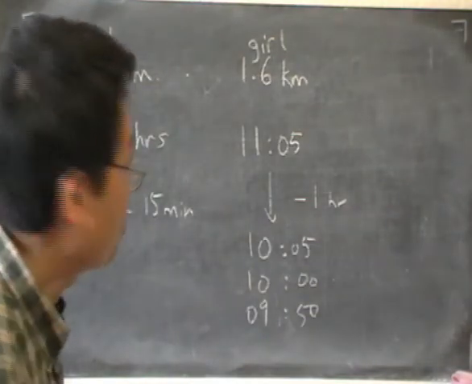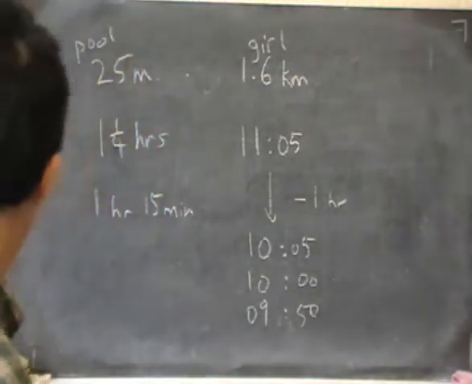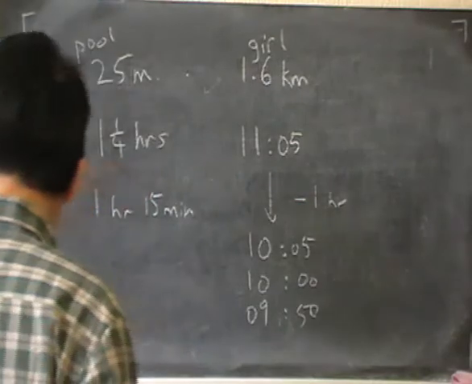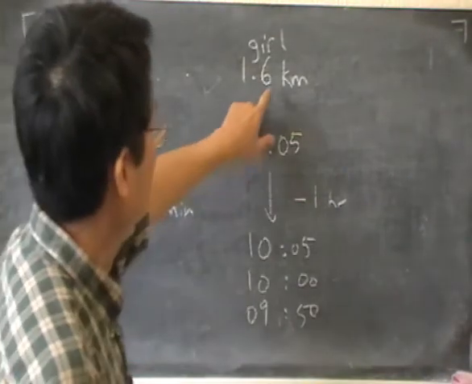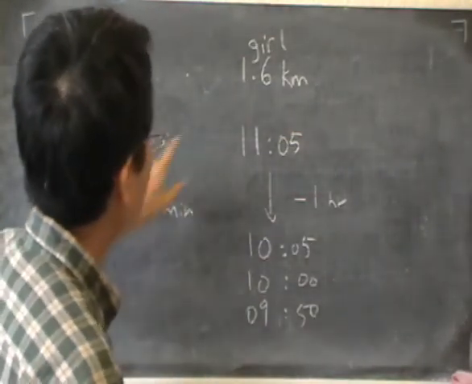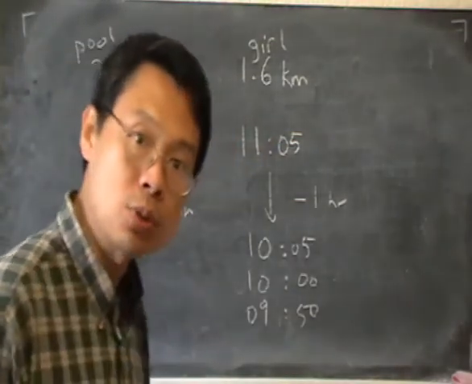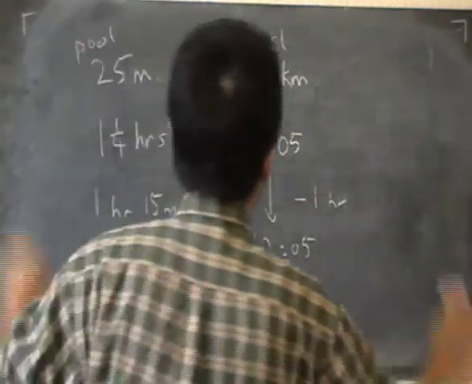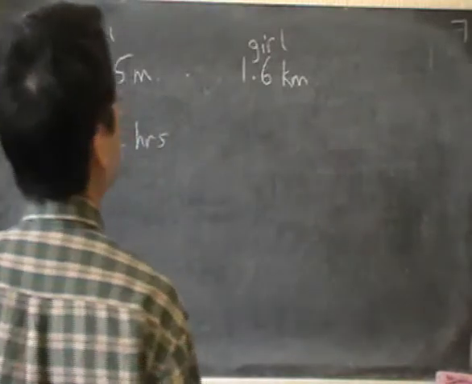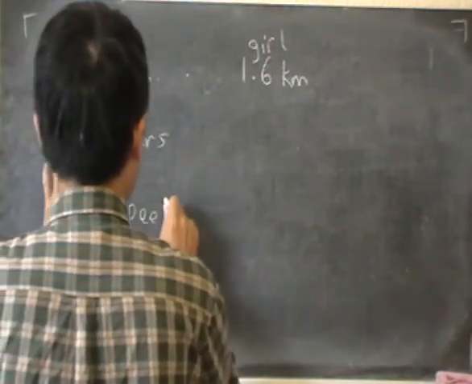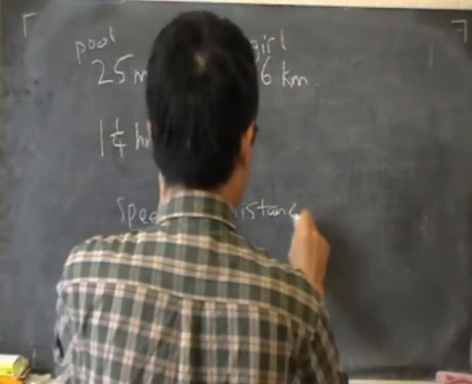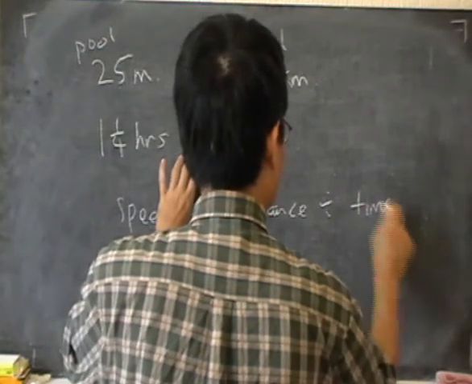The next question is to find the average speed. So we know that she swam 1.6 kilometers and she took 1¼ hours to swim this distance. So the question is, what is the speed? Now the formula for speed that we must remember is distance divided by time.